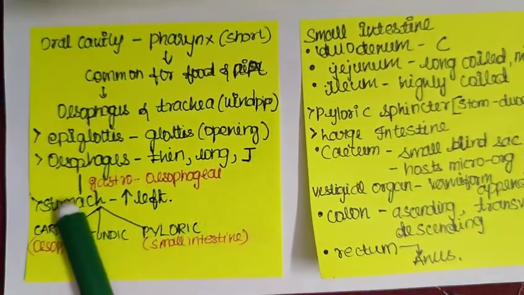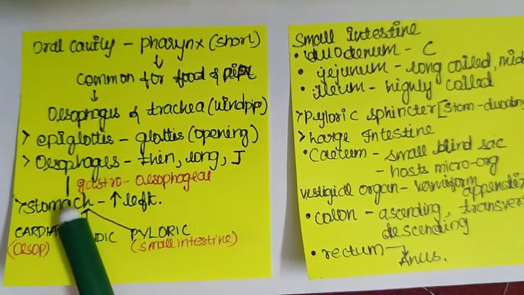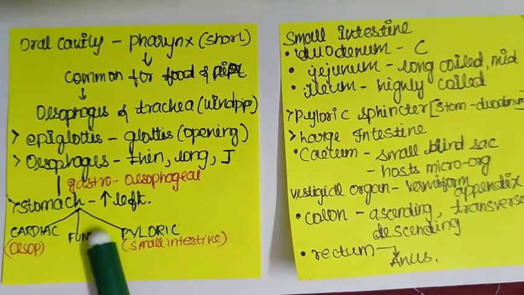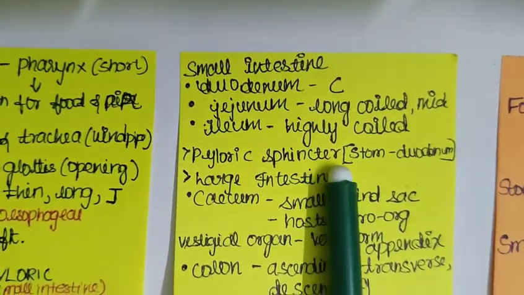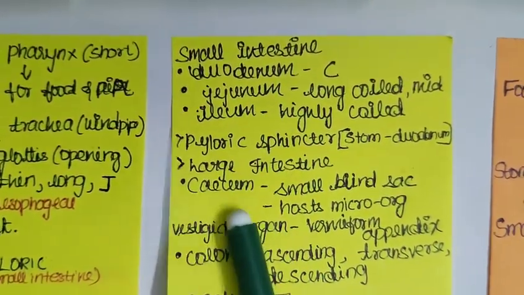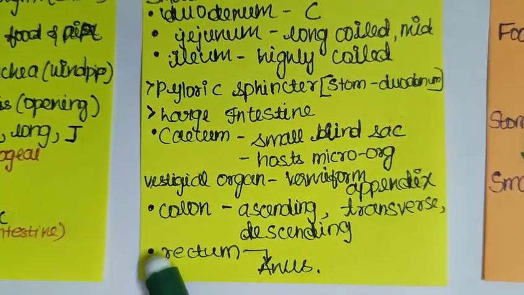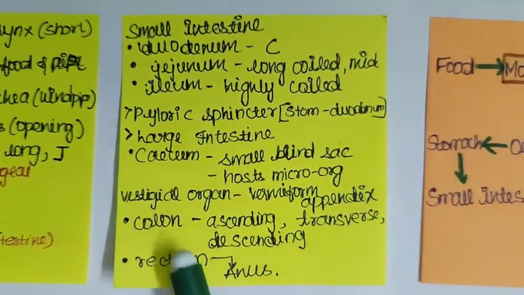So we talked about the esophagus and stomach, and which is the sphincter which is guarding the opening of them. From the stomach we are going to the small intestine, and we talked about the three regions of the small intestine. Then from the small intestine we are reaching the large intestine. At last the rectum is opening into the anus.